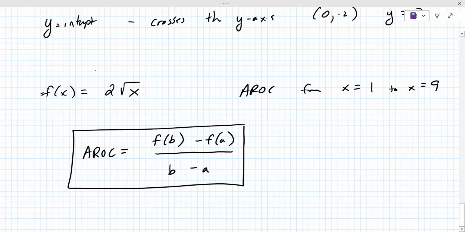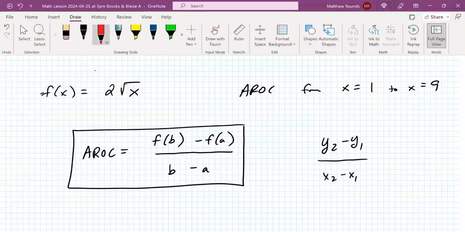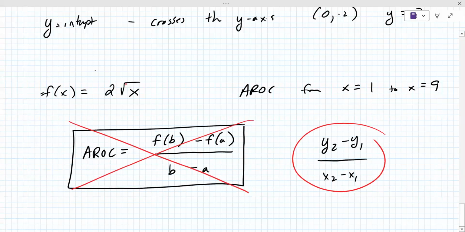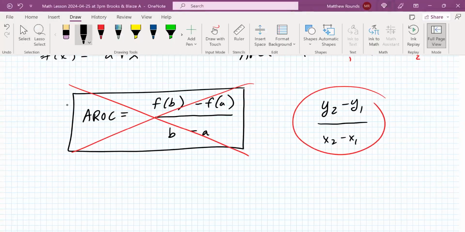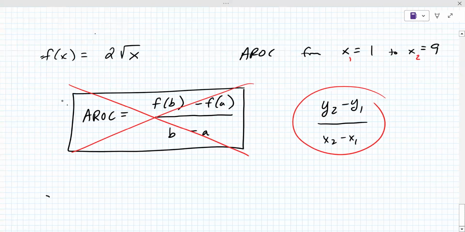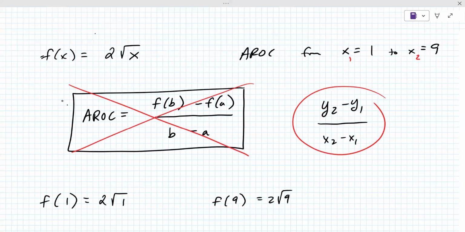No. Okay. So maybe you're used to the y2 minus y1 over x2 minus x1. Yeah. All right. So while what I showed you is correct, let's not use that. Let's focus on this one here. This is x1, this is x2. How do you get y's from x's? You substitute in the x. Right. So you have to find f of 1, 2 square root of 1, and then f of 9, 2 square root of 9. Could you calculate both of those for us, please?